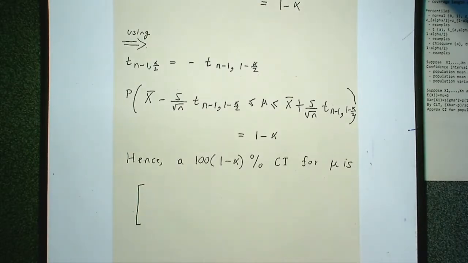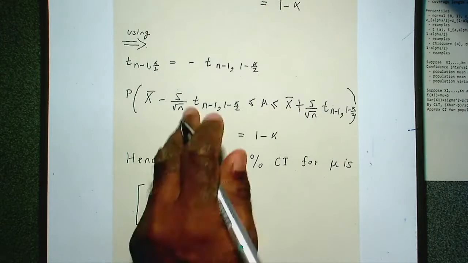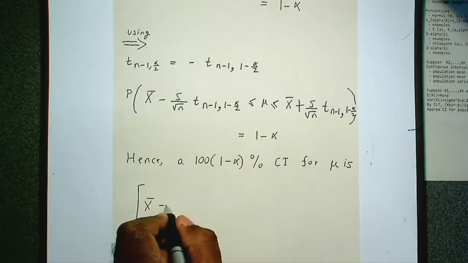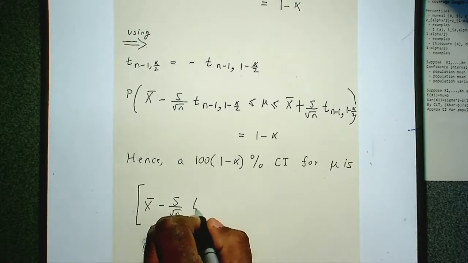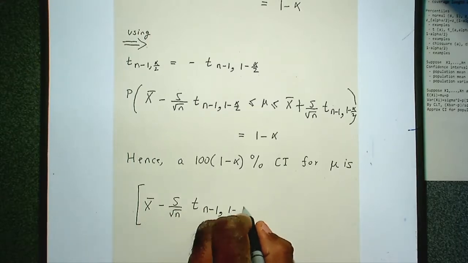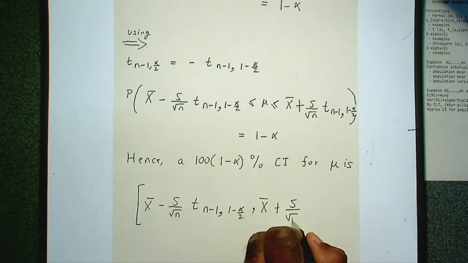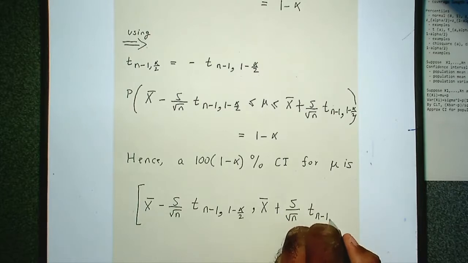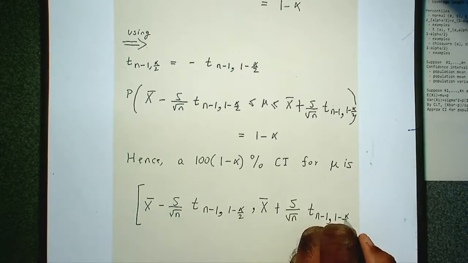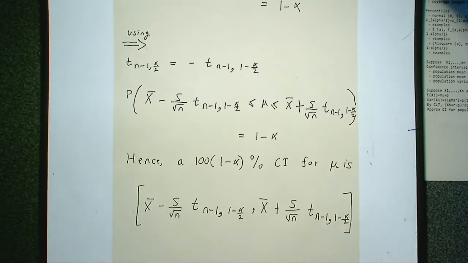So hence, the 100 times 1 minus alpha % confidence interval for mu is: the lower limit will be x bar minus s by root of n, and the upper limit will be x bar plus s by root of n. Are you with me? So this is the confidence interval for mu, the population mean, when the population variance is unknown. You guys okay or not? I hope you follow this.